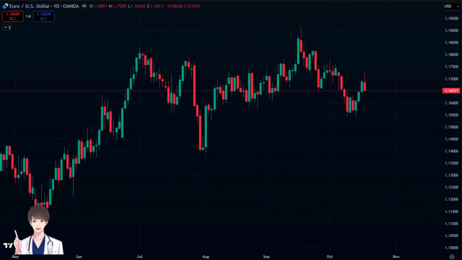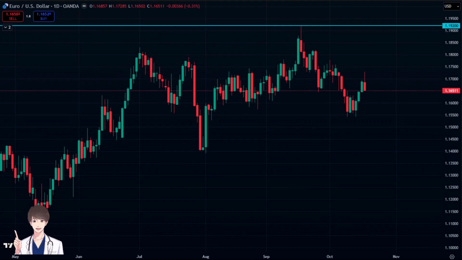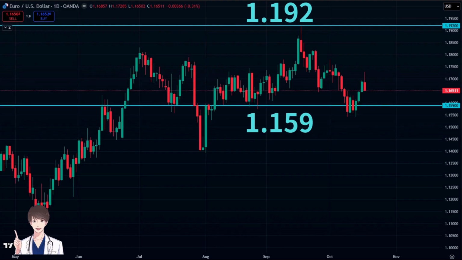Looking at recent price action, to the upside, it's better to stay cautious until price breaks clearly above the recent high around 1.192. To the downside, the 1.159 area has been acting as both support and resistance. If price falls below this level, it could suggest a potential shift in the daily bias, so caution is advised.